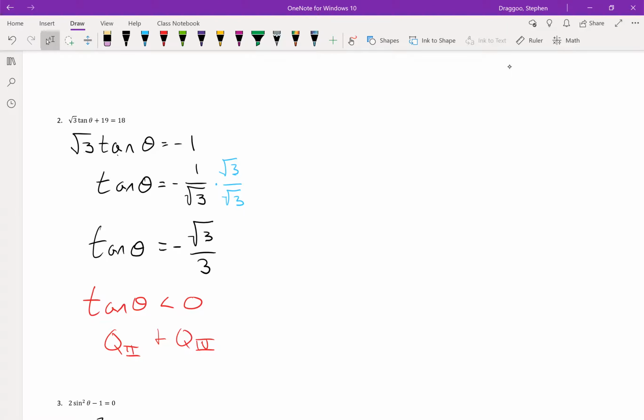Now I know that root 3 over 3 happens at pi over 6. So now I want to find all of the angles within the unit circle where tangent fits that pi over 6 reference angle, but is negative. I know that tangent is negative in quadrants 2 and 4, so I want the pi over 6 angles that are in quadrants 2 and 4, which works out to 5 pi over 6 if we're in the second quadrant, and 11 pi over 6 if we're in the fourth quadrant.